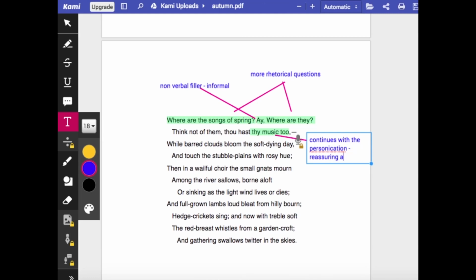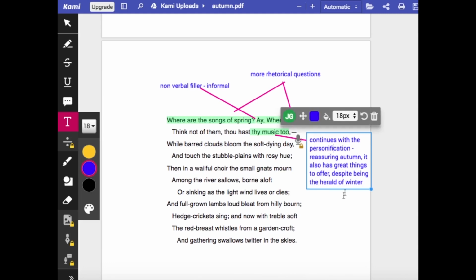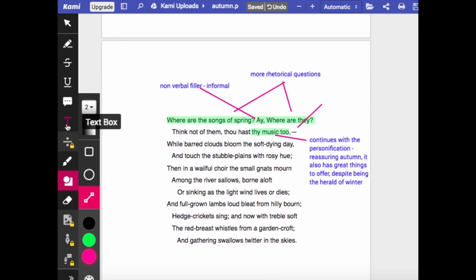There are beautiful things about autumn. For a lot of people, autumn is their favourite season. The summer is too hot, the spring too lively, winter too cold. But autumn has that sense of carelessness. There is plenty in the pantry, and there is still warmth, and there is still outdoors to enjoy. So Keats is reassuring autumn in this personification.